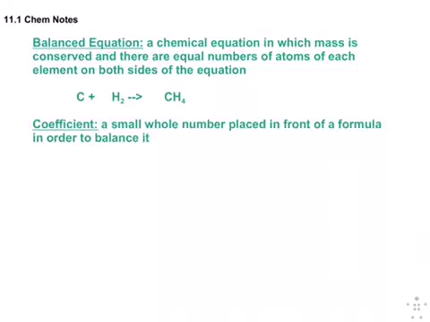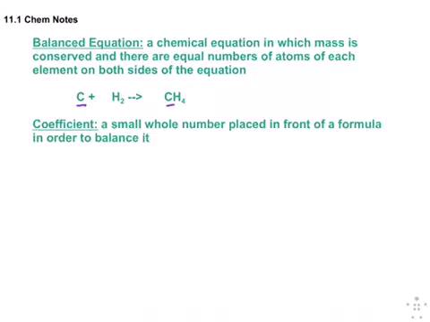Balancing chemical equations: a chemical equation in which the mass is conserved and there are equal numbers of atoms of each element on both sides of the equation. We balance chemical equations with the use of coefficients. So the process here is to add coefficients to elements as necessary. Some people like to make charts of the elements or compounds involved. Some people can just see it, but the point is the number of elements of a particular kind, so the number of carbons on the reactant side must equal the number of carbons on the product side.